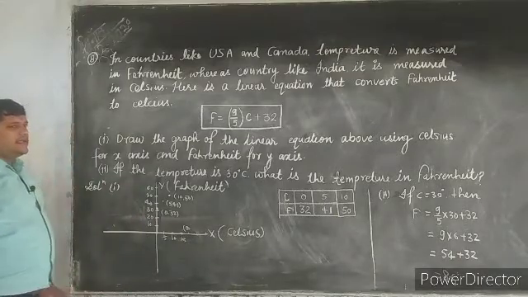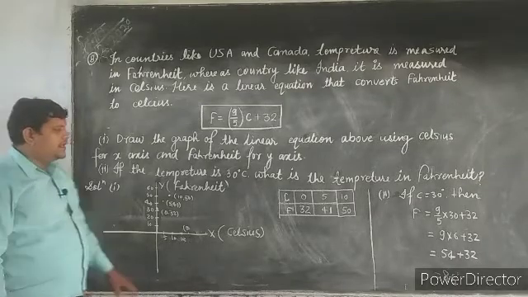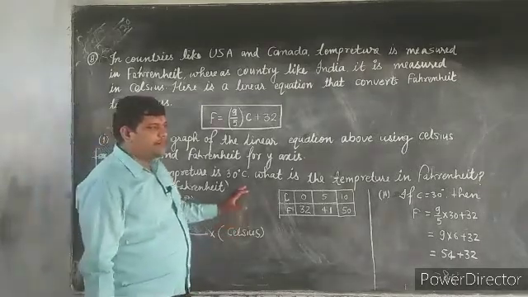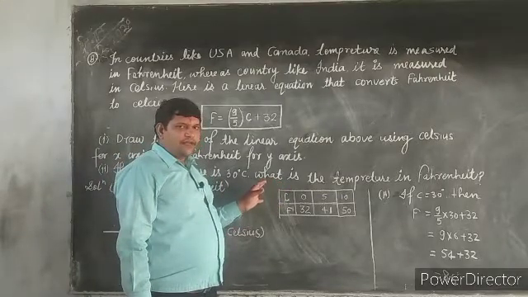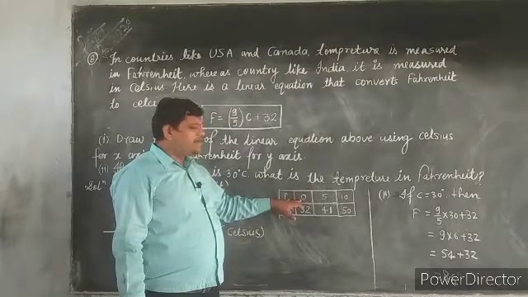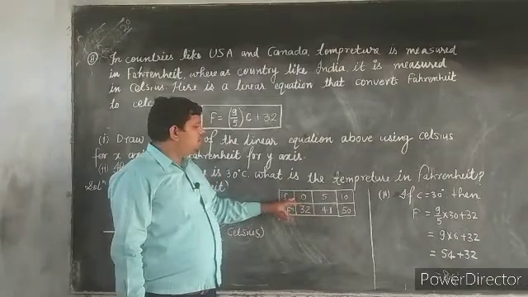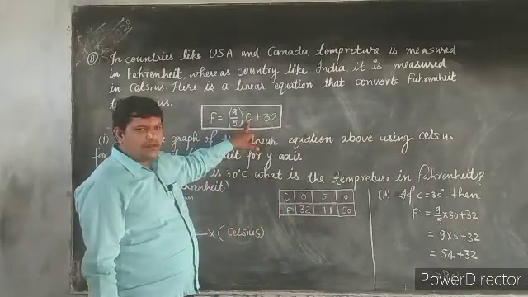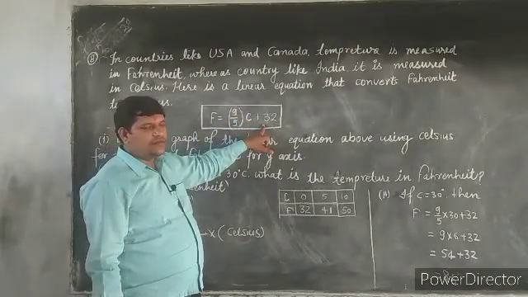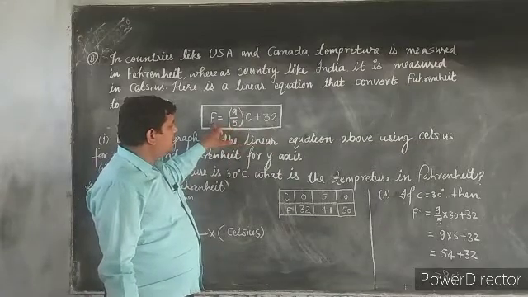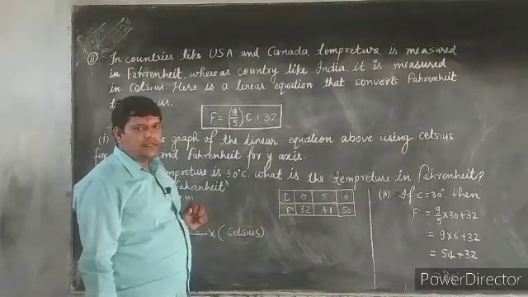As you know, for drawing any graph, we have to make a table. So we make a table using C and F. C is for Celsius on x-axis and F for Fahrenheit on y-axis. We can put values on our own. When C is 0, 9 by 5 into 0 is 0, so F will be 32. It means when C is 0, F is 32.